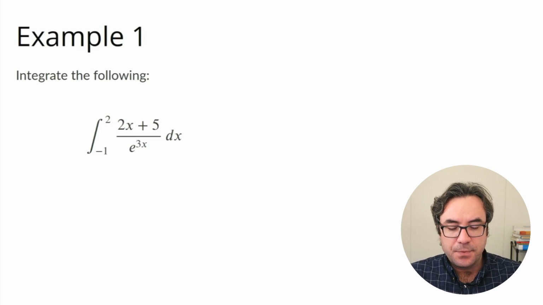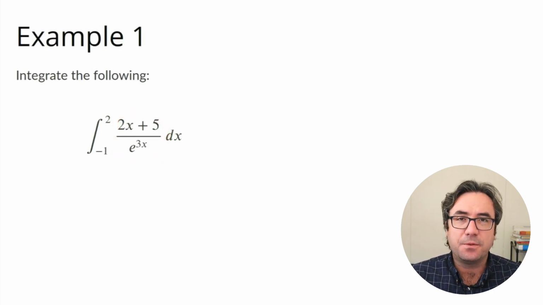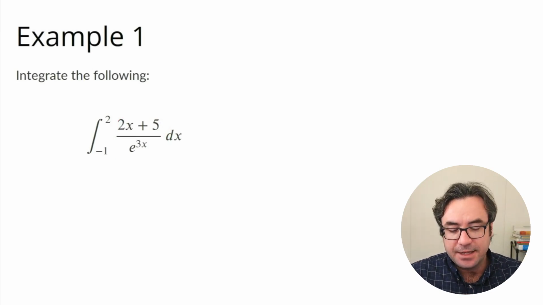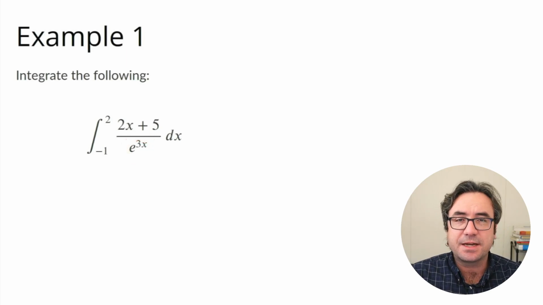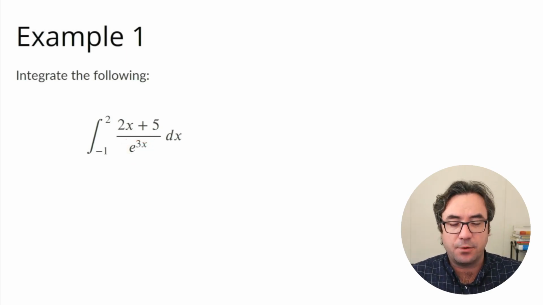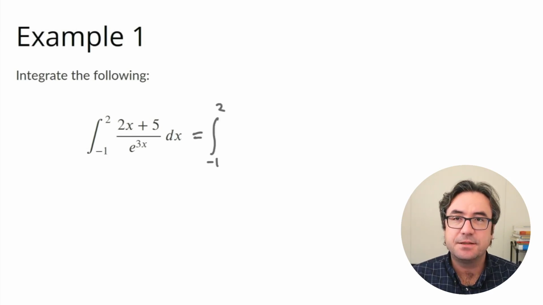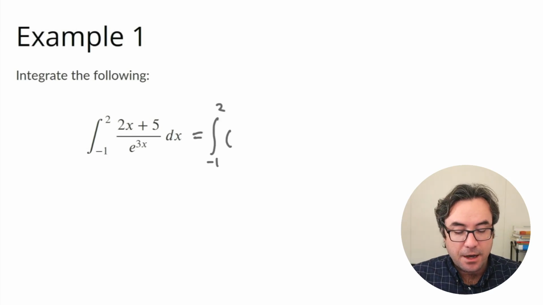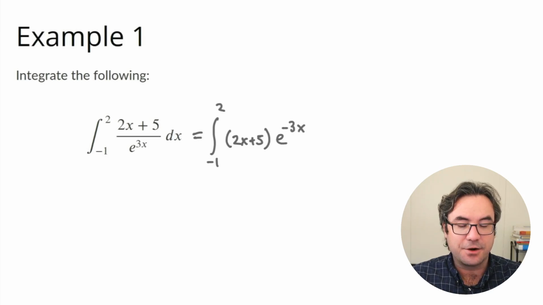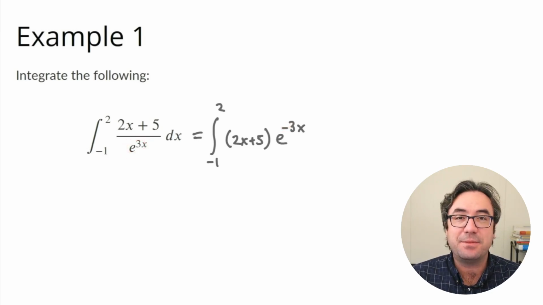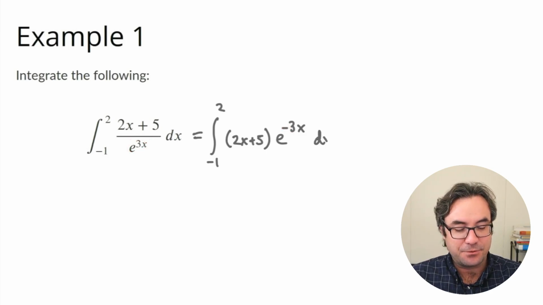And as usual, when we have fractions like this, it can be helpful to break the fraction apart and try to rewrite it so that it's not a fraction. In this case, we can get rid of the e to the 3x in the denominator by using a negative exponent. So we can rewrite this as the integral from -1 to 2 of 2x plus 5 times e raised to the -3x. That negative there is what's getting rid of the division denominator for us. And then we'll throw our dx at the end.